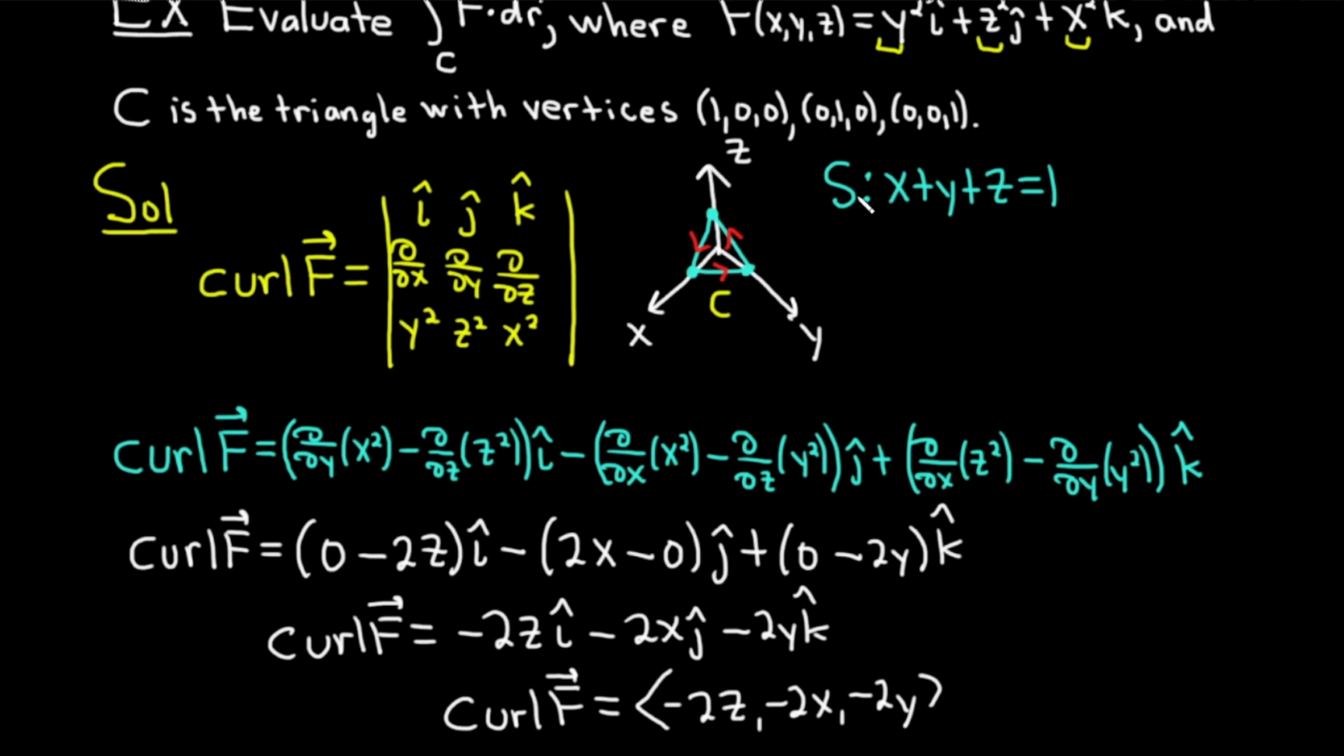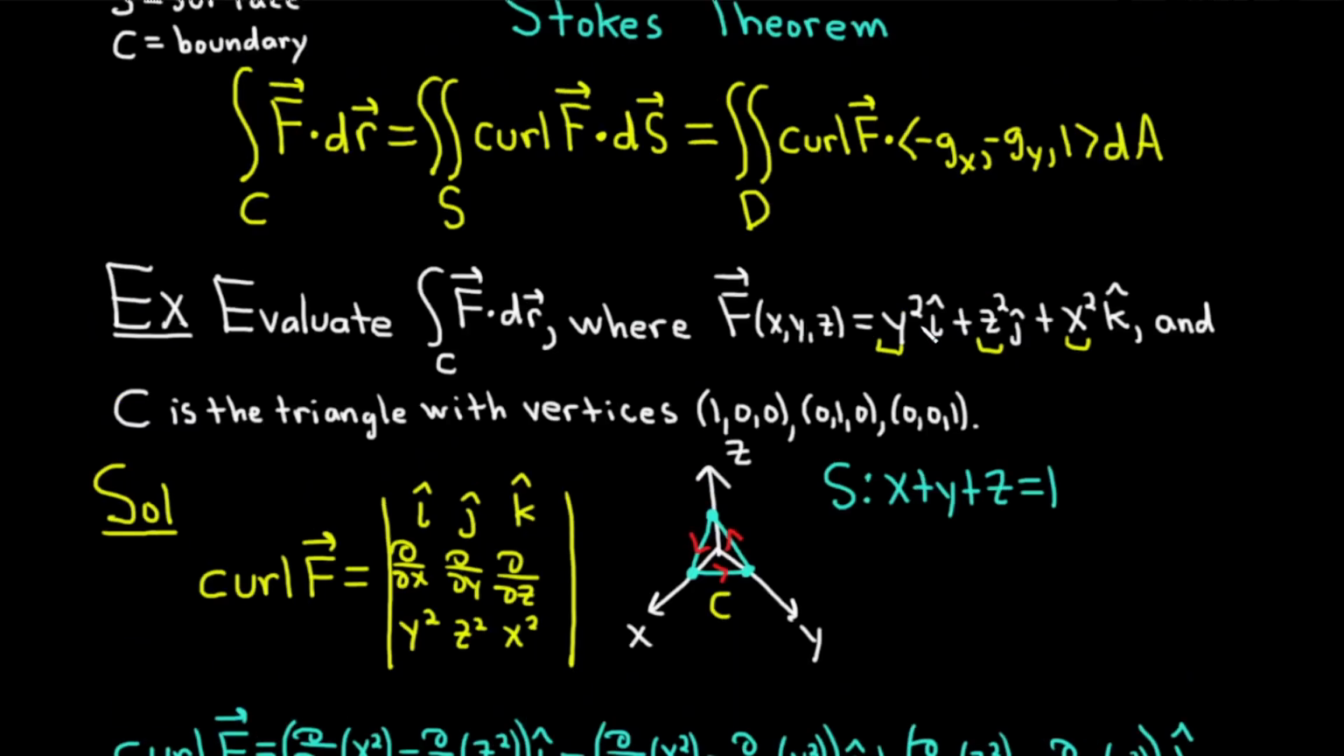So I've picked S, which is the plane x plus y plus z equals 1. So this is a plane that contains our triangle, which you see here pictured on the screen, and you can see the positive orientation of the triangle indicated in red. Now we need to find g for our formula.